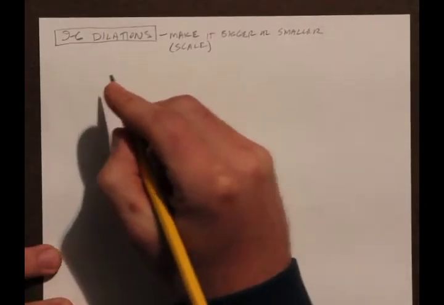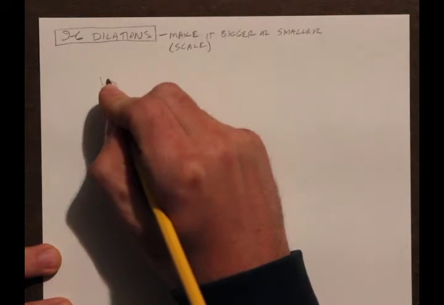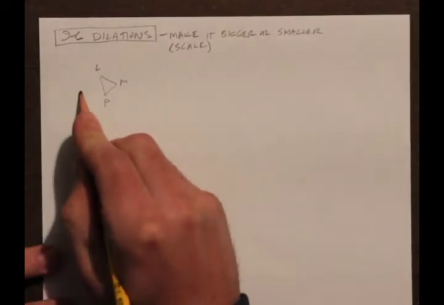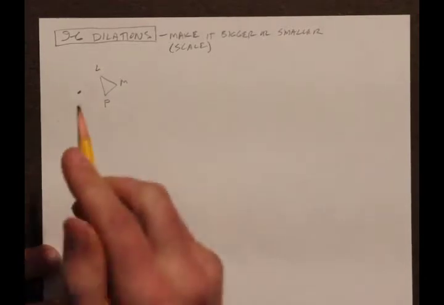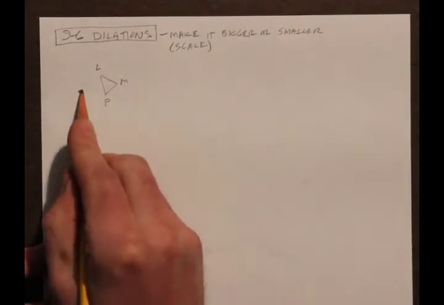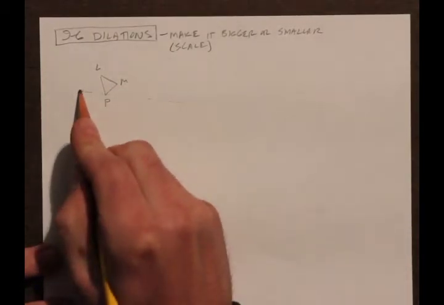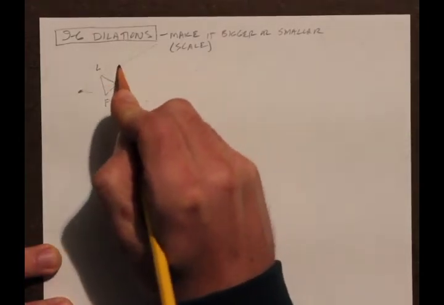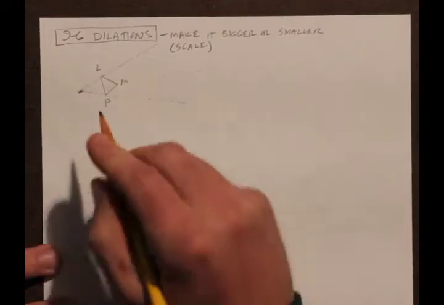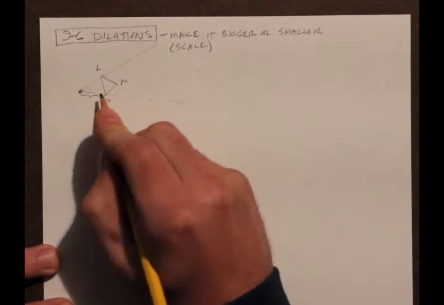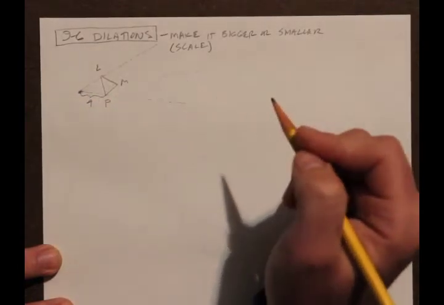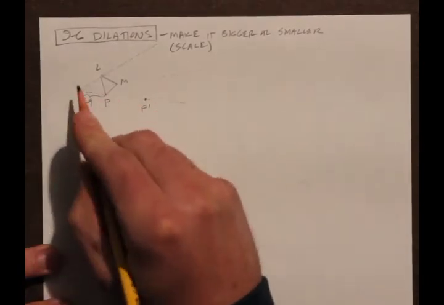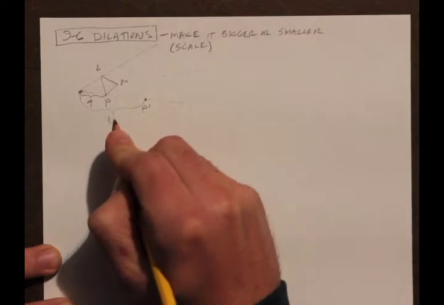Alright, so here's an example. I might have a triangle that looks like this, and this is triangle LMP, and we'll have a center of dilation right here, and we're going to draw a line that goes from our center of dilation through each of these points. Alright, and we'll just say from this center of dilation to P is 4. And then we're going to dilate this so that the distance from here to P prime is 10.